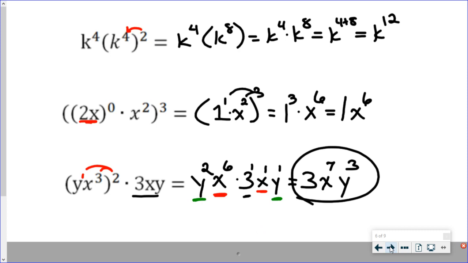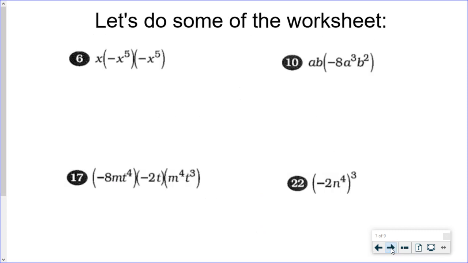Okay, take your time on these. Okay, so let's do some from the worksheet. So take out the worksheet. Let's look at number 6. Now, do you see number 6 is just multiplying? What is a negative times a negative? And think of that as a -1 if you want.